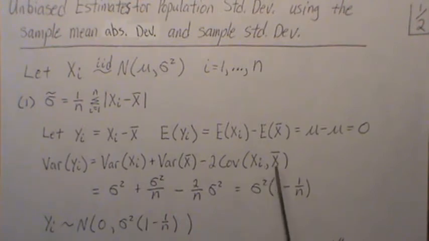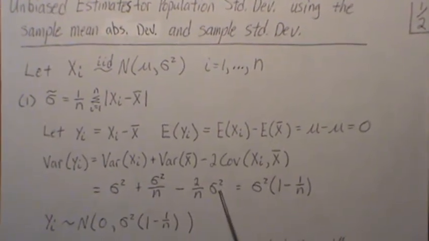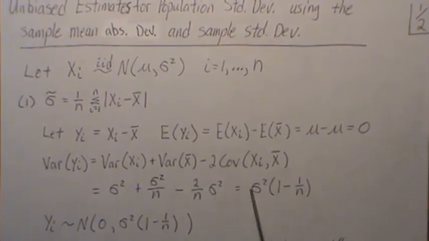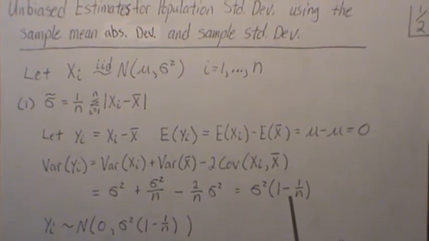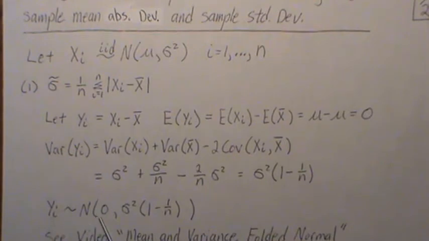But xi is independent of each one of those except for xi, and so the covariance would be 0 except for that one term. So the covariance of xi and xi is actually the variance of xi, which is sigma squared. Now we can factor out a sigma squared and simplify, and we get this. So now we know that yi is distributed with mean 0 and variance this, sigma squared times (1 minus 1 over n).